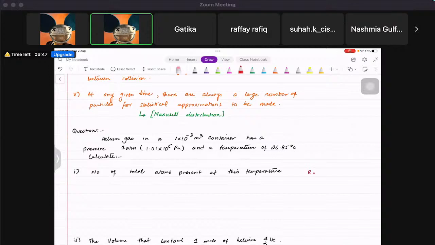R is 8.31, and K, the Boltzmann constant, is 1.38 times 10 raised to minus 23. Okay, so you can check it from the... Yes. Do we change temperature to Kelvin? Exactly, this is my point, okay?